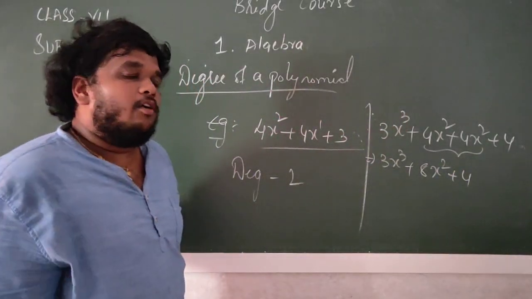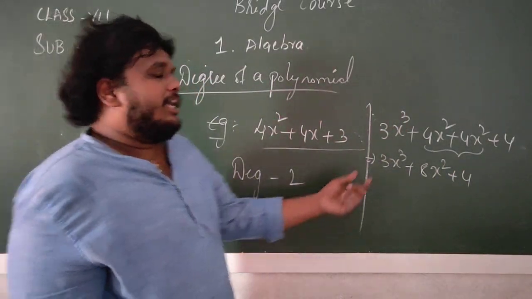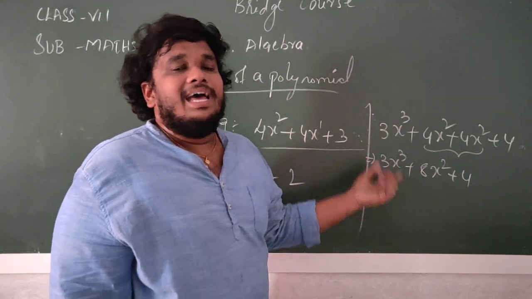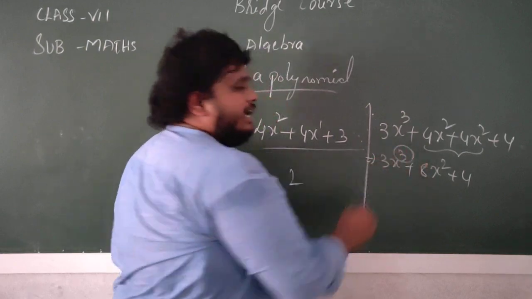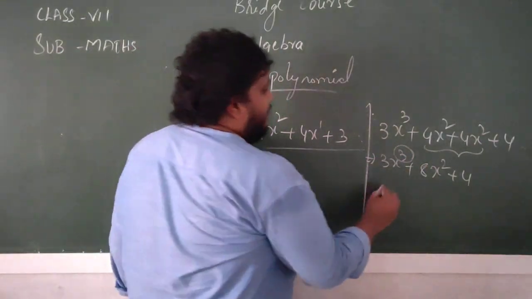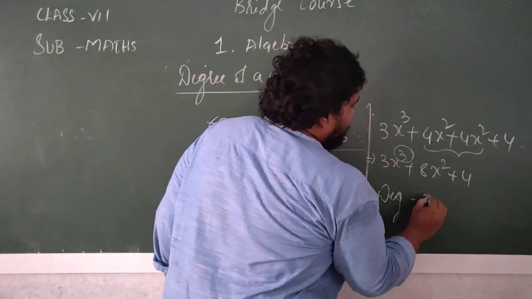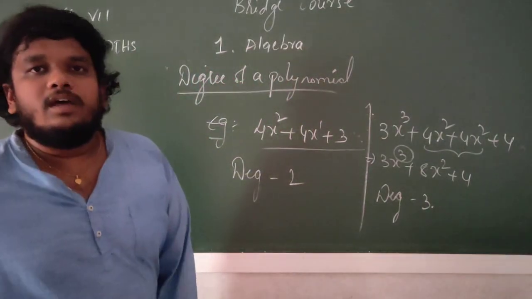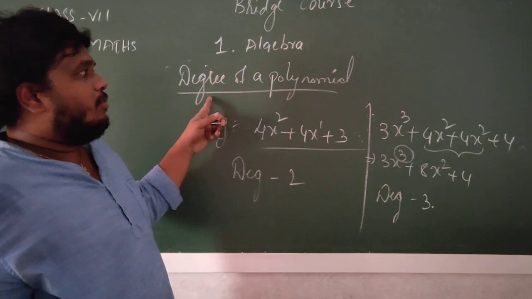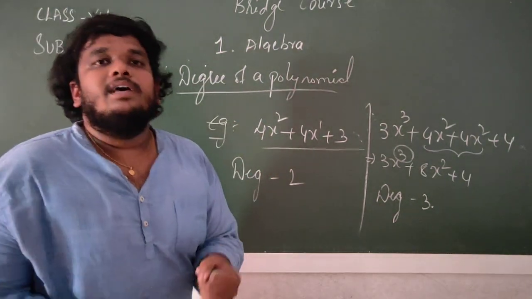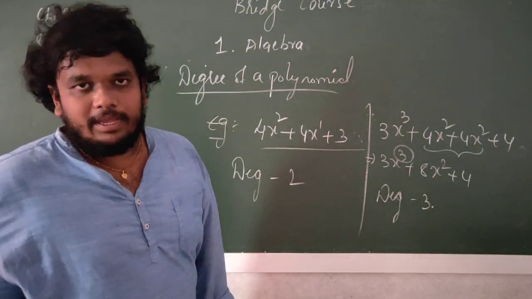How can you find the degree of a polynomial? The degree of a polynomial is the highest power in the expression. Which is the highest power? 3 is the highest power, right? So the degree will be 3. So 3 is the degree of the polynomial. Is it clear for everyone? The highest power is nothing but the degree of a polynomial.